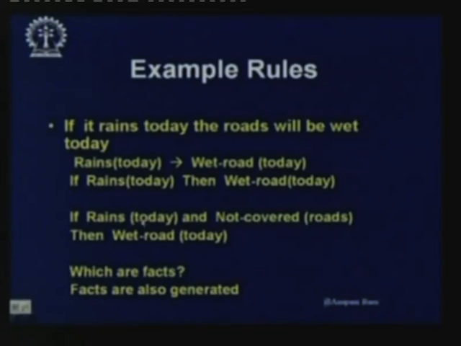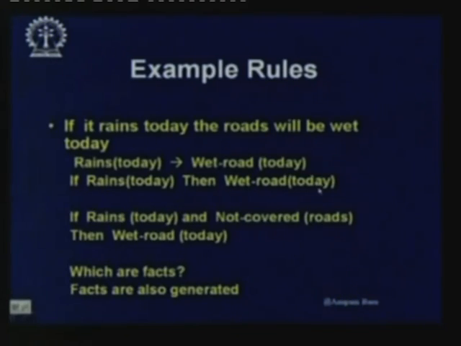In that case, according to this rule, this part will be true, but this part will not be true because the roads are covered, then I cannot really infer that the road will be wet today. Okay? So, in a rule, we have got two parts. One is the antecedent part and there is a consequent part. The antecedent part can consist of one fact or can be a conjunct of facts or conditions. Okay?